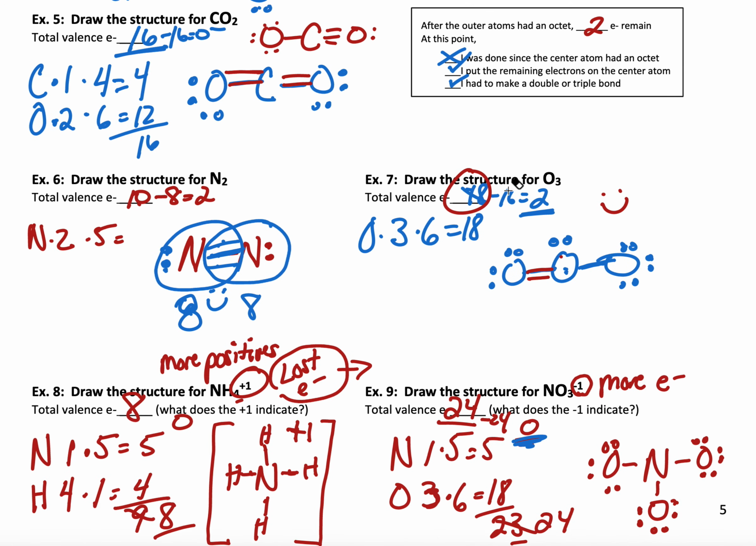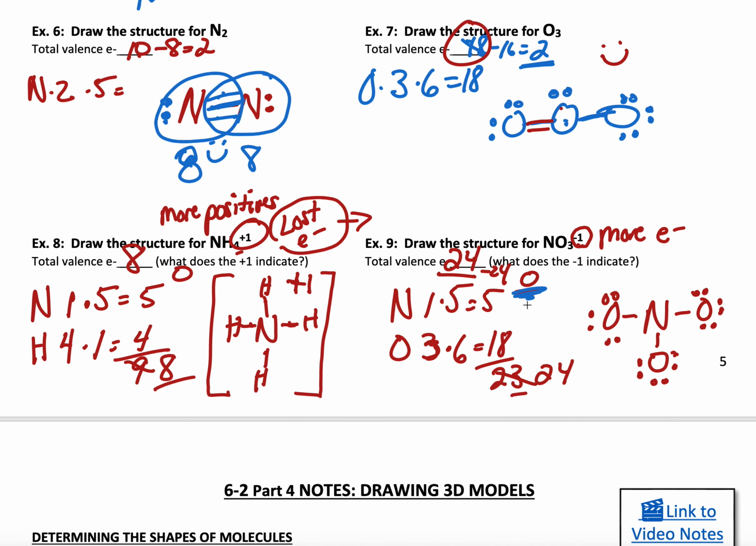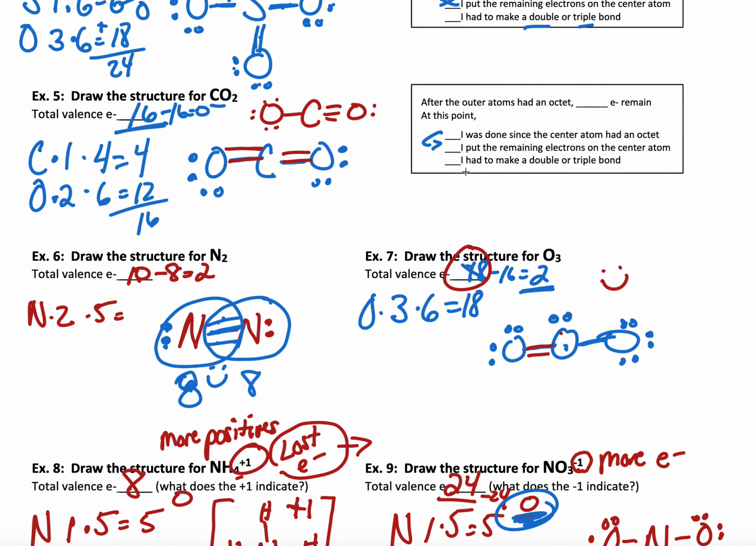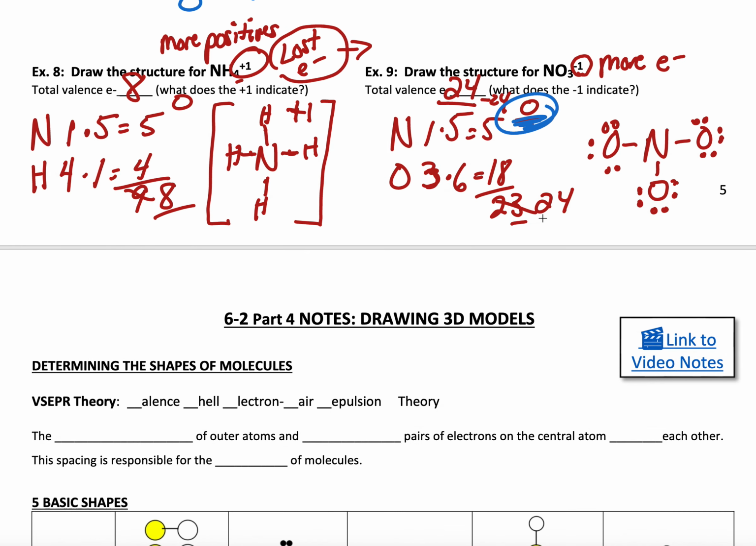So if you think about our options here, what's the next thing you do? If you realize the center atom is not happy, it doesn't have an octet, well, then you go to the next step. The next step says I put the remaining electrons. We have 0 remaining. So if you can't do that, what do you do now? I have to make a double or triple bond. So let's do that. Eeny, meeny, miny, mo, pick your favorite oxygen. I'll pick this one up here.